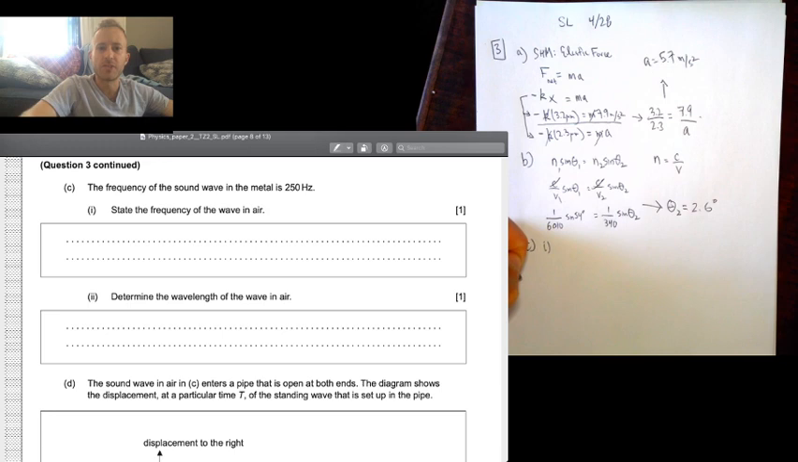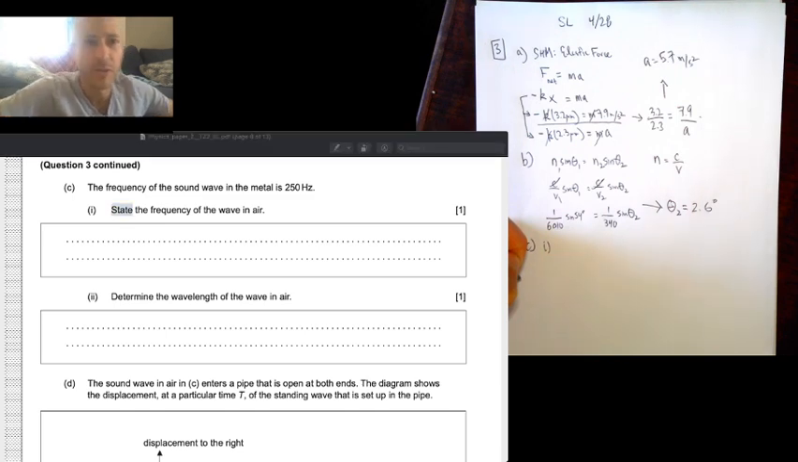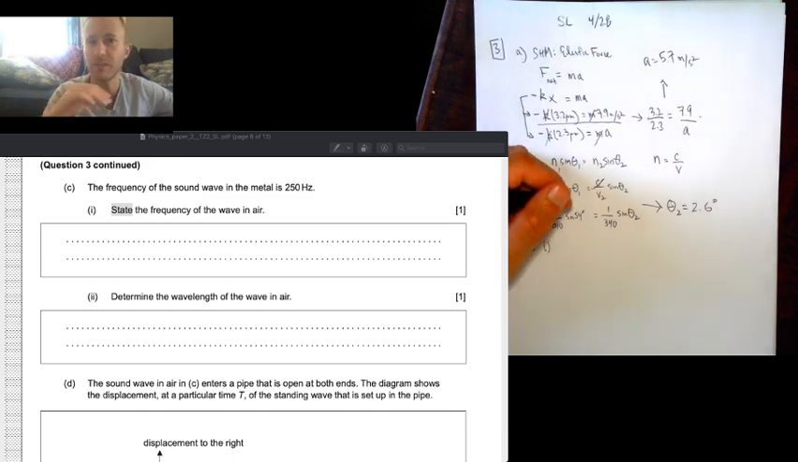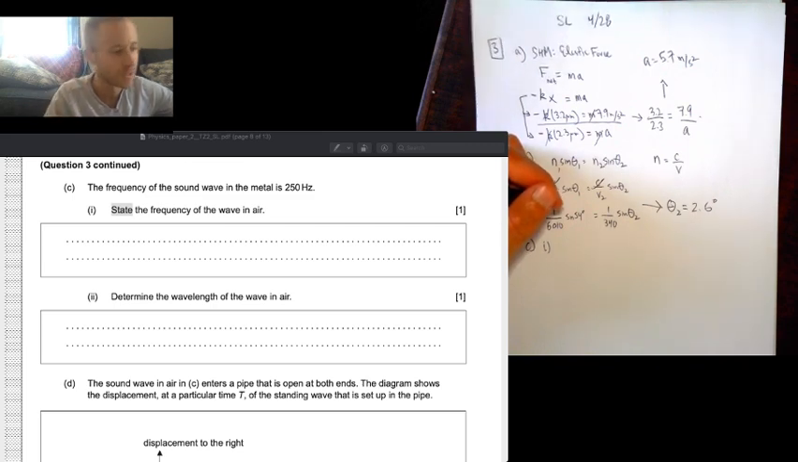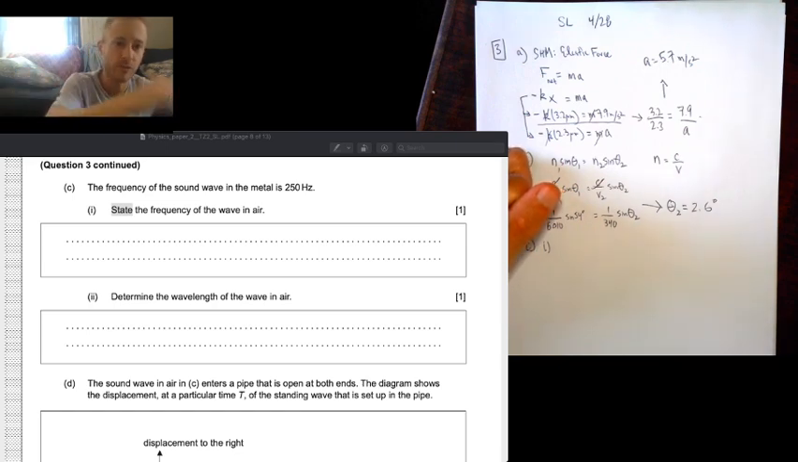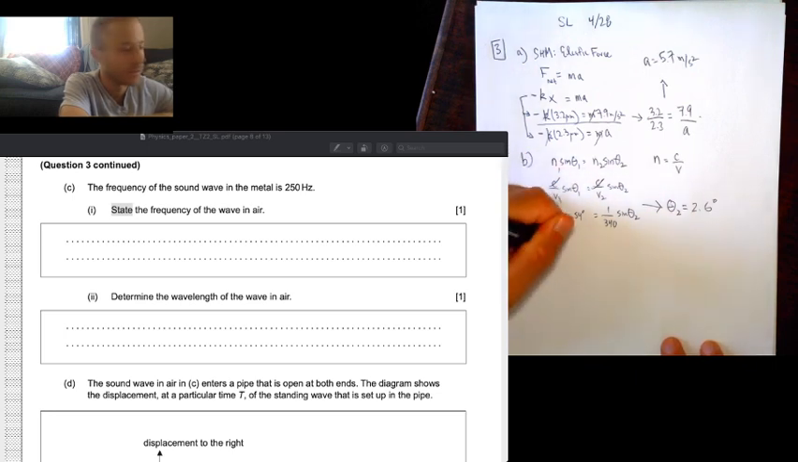Part C, part I. It says the frequency of the sound wave in the metal is 250 hertz. State the frequency of the wave in air. Whenever it says state, it's giving you a hint that the answer is really simple. It doesn't say calculate, it doesn't say reason, it just says give us the fact. And one of the things I taught you is that the frequency of a wave does not depend on the medium as it travels. As a wave is traveling, its frequency remains the same. So it's going to be 250 hertz still.